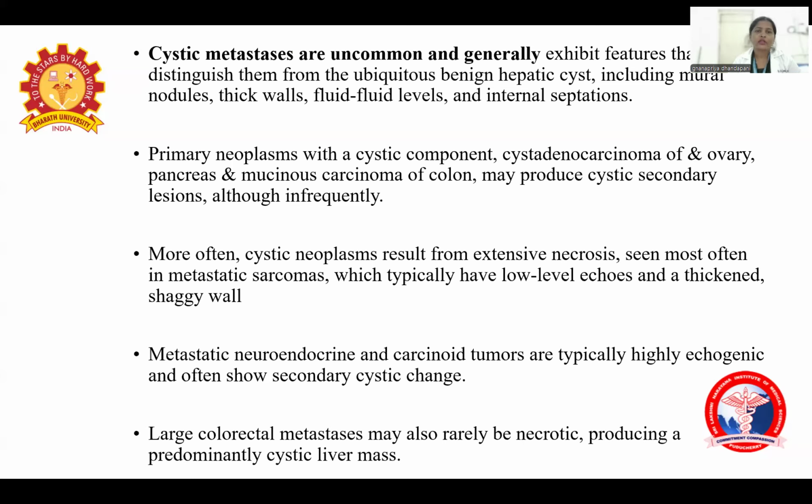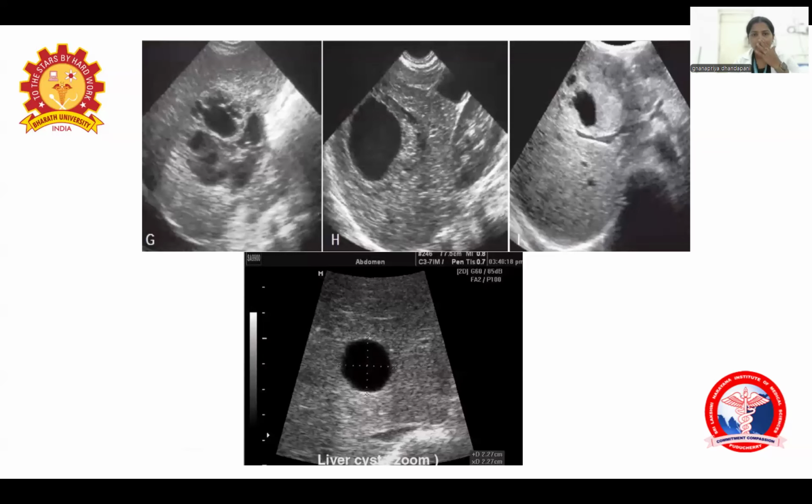More often, cystic neoplasm results from extensive necrosis, seen most often in metastatic sarcomas, which typically have low echoes and a thick and shaggy wall. Again, metastatic neuroendocrine or carcinoid tumors are typically highly echogenic, and may also show secondary cystic change. Large colorectal metastasis may also be necrotic, producing a predominantly cystic liver mass. So these are the varying appearances of the cystic metastatic lesions, with a thick wall and mural nodules.